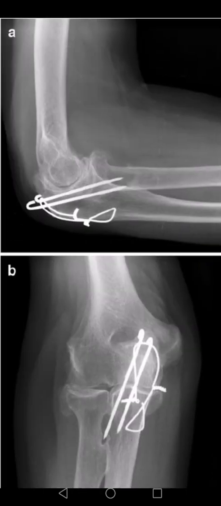Next, tension band wire in combination with two parallel Kirschner wires. This counteracts the tension force and converts it to compressive force and is indicated for a transverse type of olecranon fracture. For the transverse type, you will use two K-wires and a tension band. The tension band aim here is to convert the tensile force to compressive force.